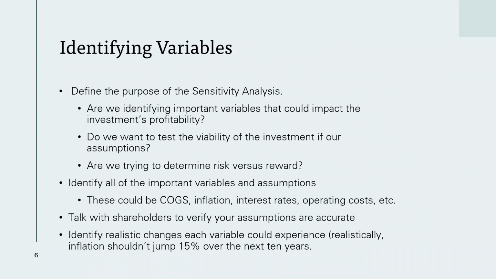So we need to identify the variables that we want to test in this what if analysis. So the first and foremost thing we need to ask ourselves is, what is our purpose? Like, what are we trying to find out by running this analysis? So Carlberg 2018 says that some of the most common assumptions in capital budgeting models are interest rates, operating costs, and inflation. Take inflation, for example.